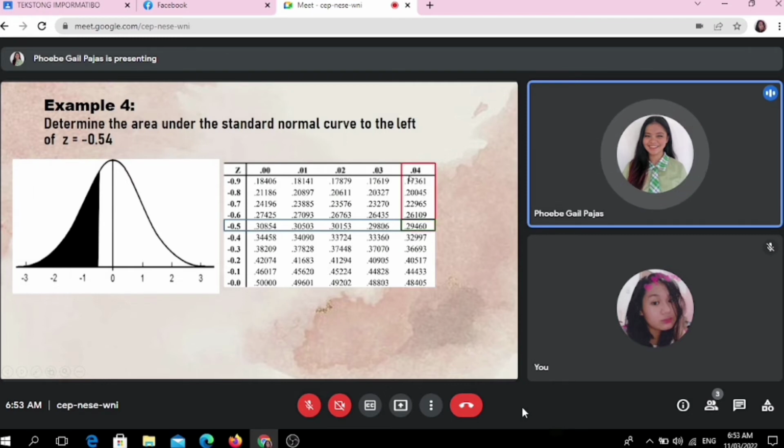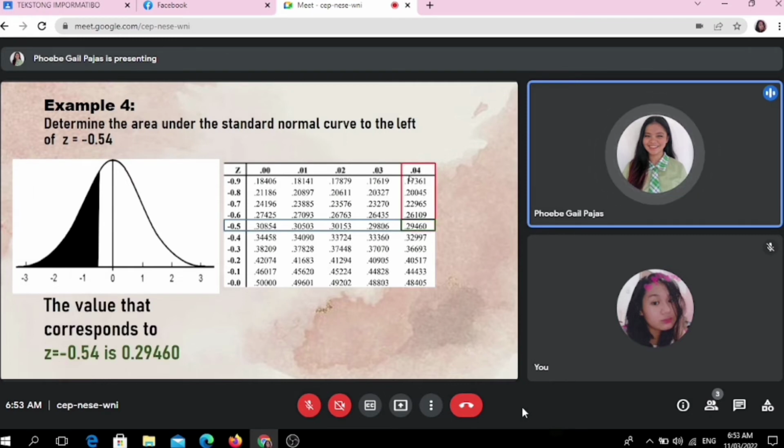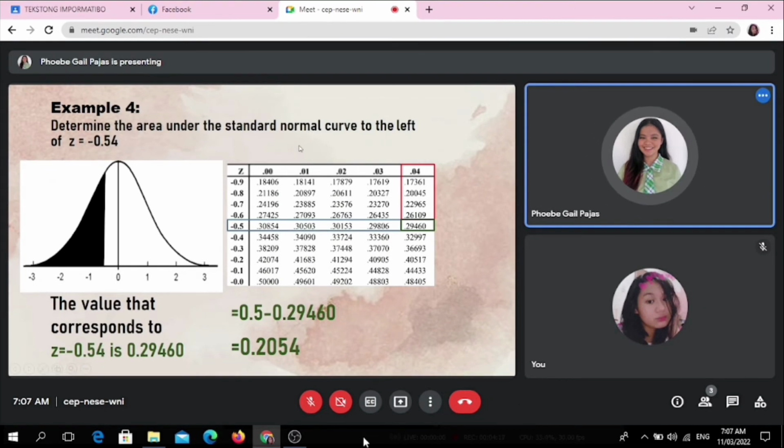Then, yung intersection, yun yung value that corresponds to z equals negative 0.54 is 0.29460. Since may word na to the left and the sign is negative, we will subtract it to 0.5. So, 0.5 minus 0.29460, then our area is 0.2054. Paano ba natin to i-graph?